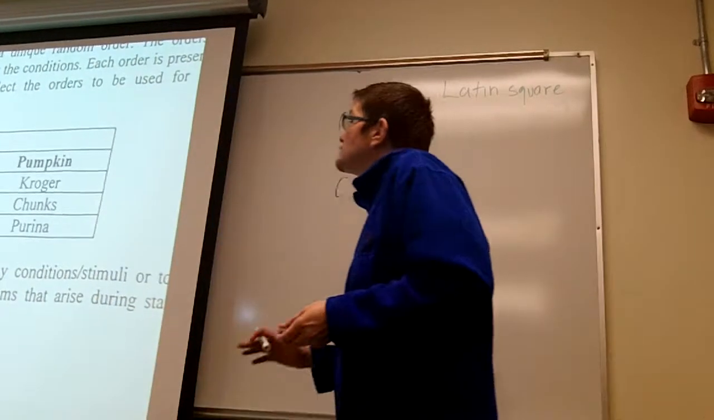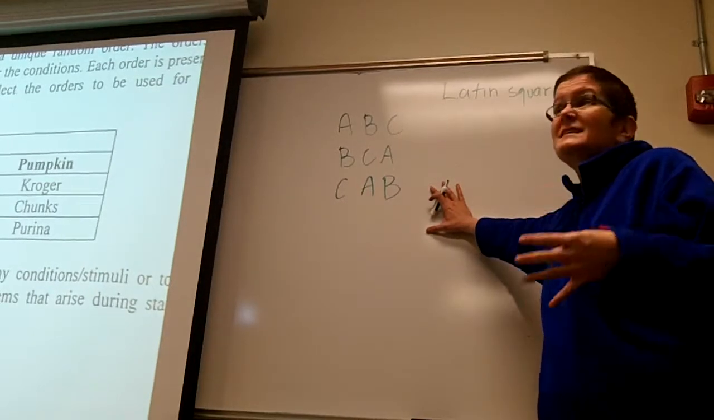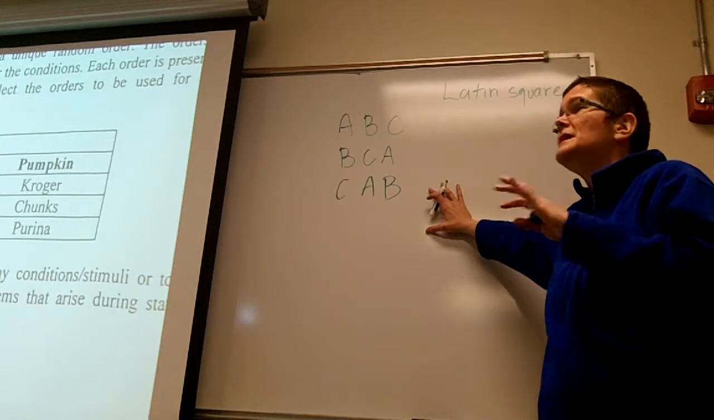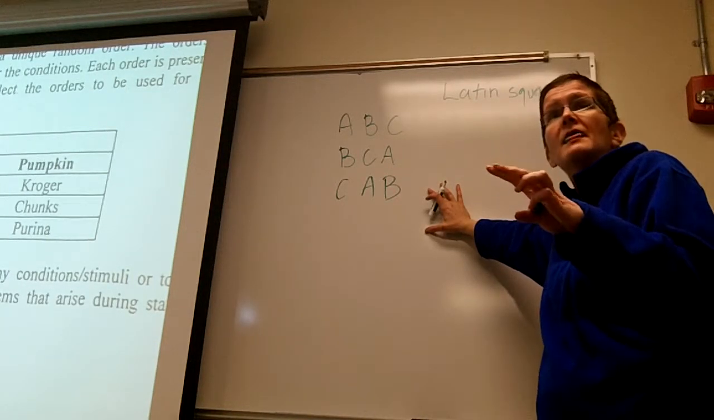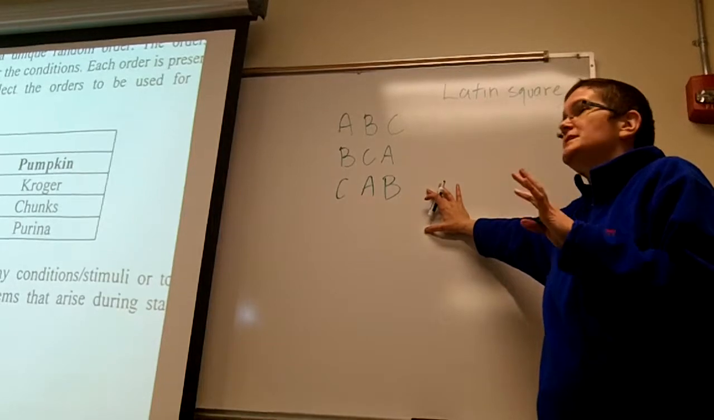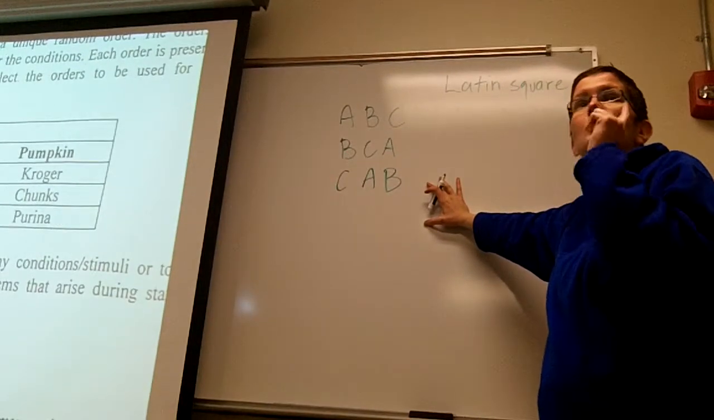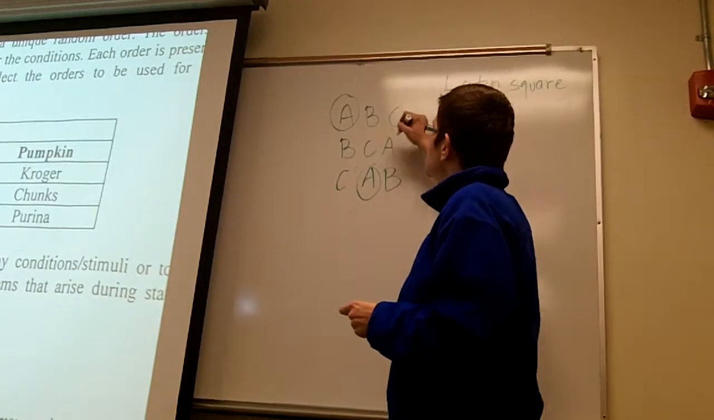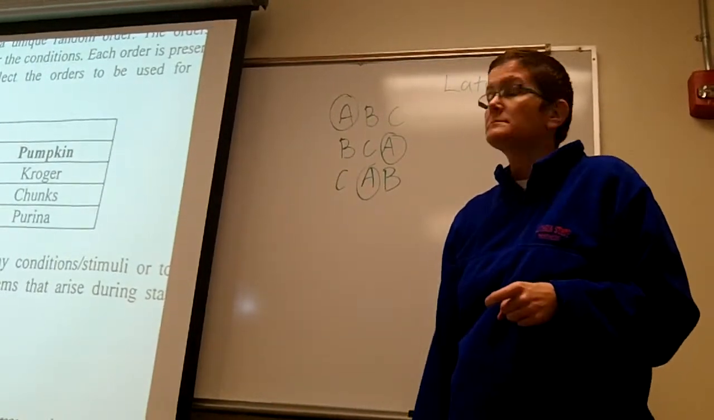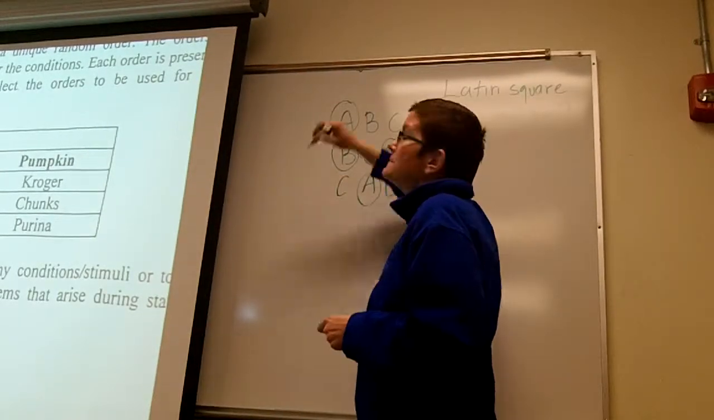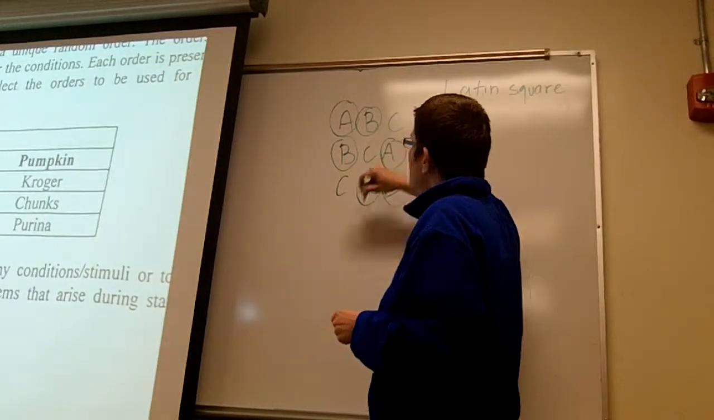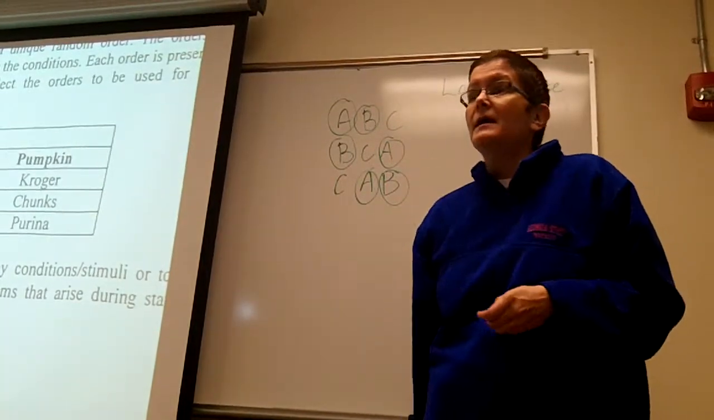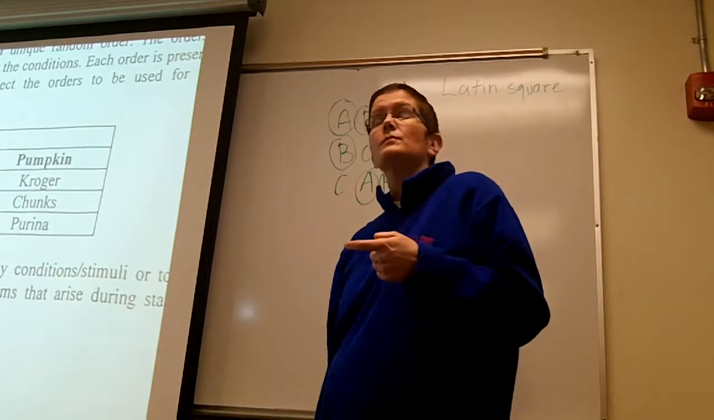So we need a Latin square. If we're going to systematically select some subset, and we want to get maximum counterbalancing with a minimum amount of effort, then we want to have every condition in every position one time. So notice, A in the first position, A in the second position, A in the third position. B in the first position, B in the second position, B in the third position. And C, obviously, either in the first position, second position, or third position.